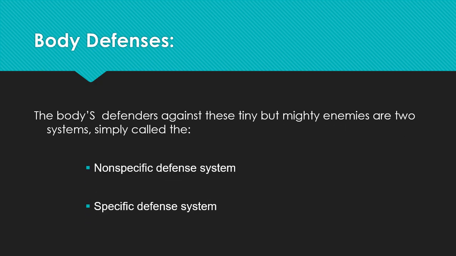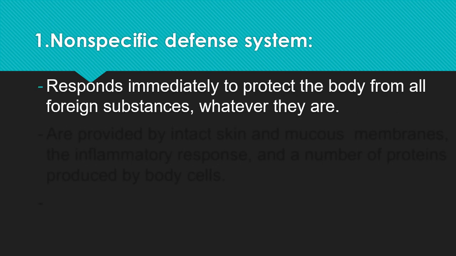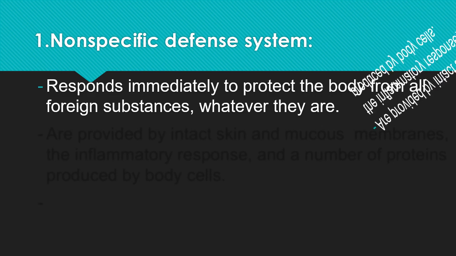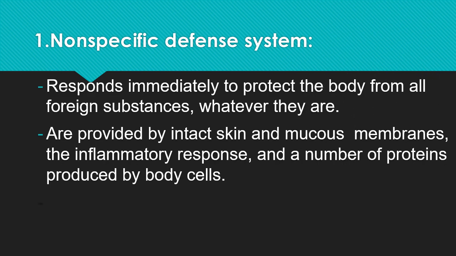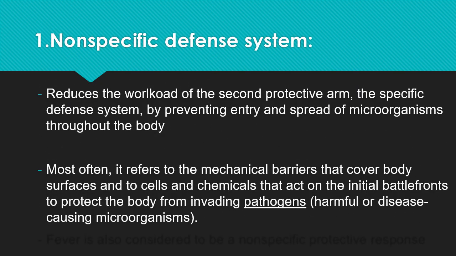The body's defenders against these tiny but mighty enemies are two systems. The first is simply called the non-specific defense system. The non-specific defense system responds immediately to protect the body from all foreign substances, whatever they are. It is provided by intact skin and mucous membranes, the inflammatory response, and a number of proteins produced by body cells. The non-specific defense system reduces the workload of the second protective arm, the specific defense system, by preventing entry and spread of microorganisms throughout the body.